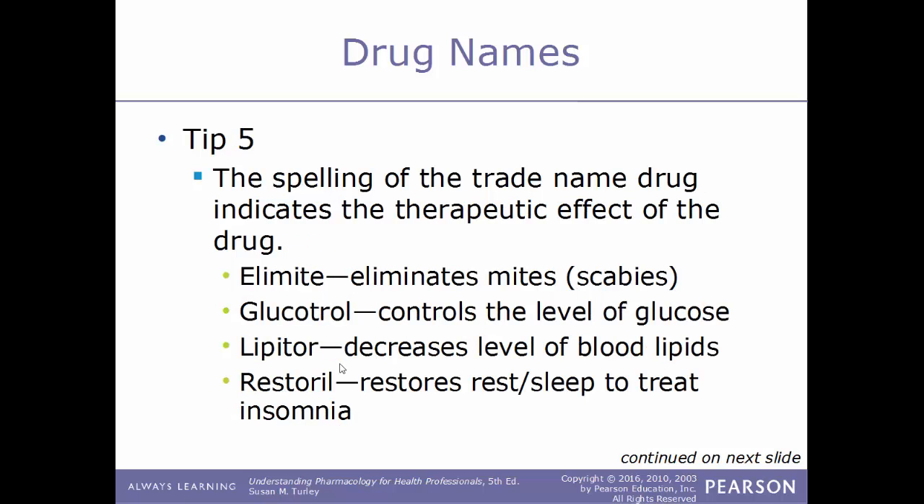Tip number 5, the spelling of the trade name indicates the therapeutic effect of the drug. The Elimite eliminates mites, or scabies.